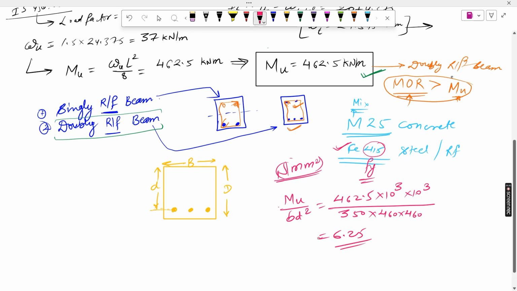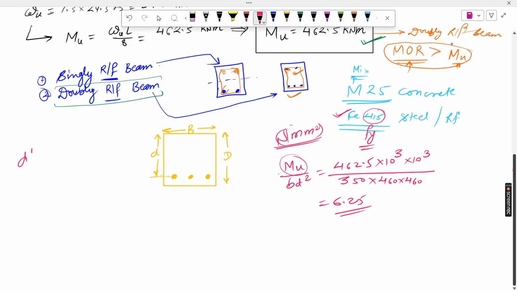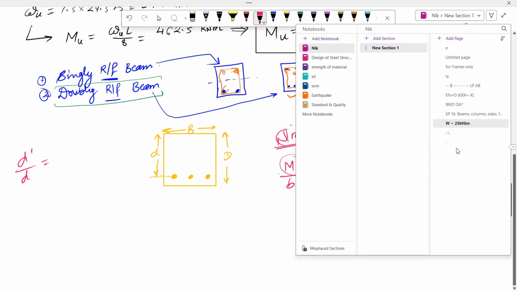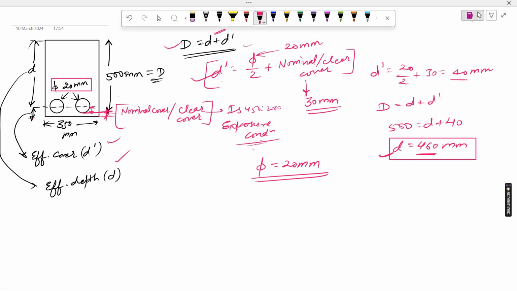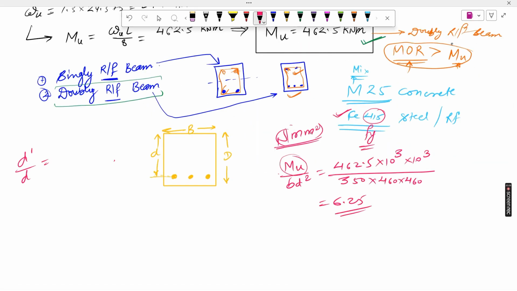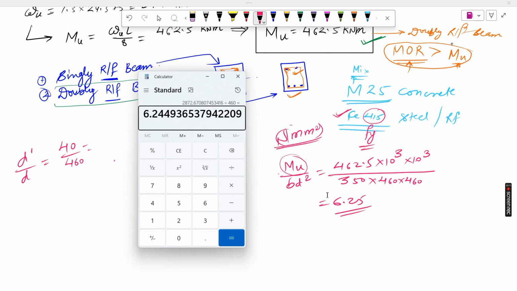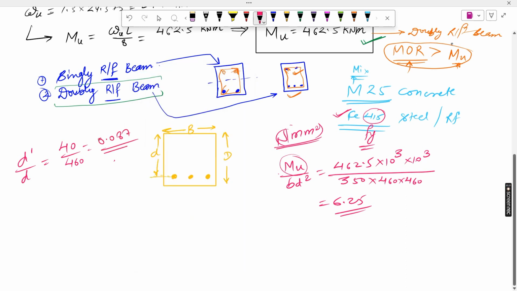but not on the lower side. You have to take it on the higher side because it's the moment applied. You can't underestimate the value of the external things, meaning applied things. So that is 6.25. And the second factor is d dash by d. So what is d dash? d dash is 40 and d is 460. What is the factor? That is 0.087. This is the factor.